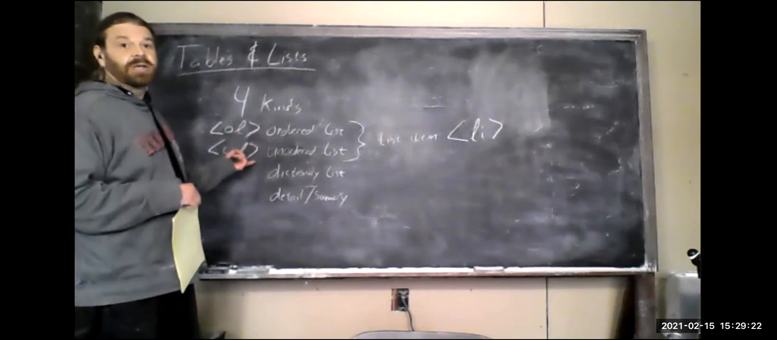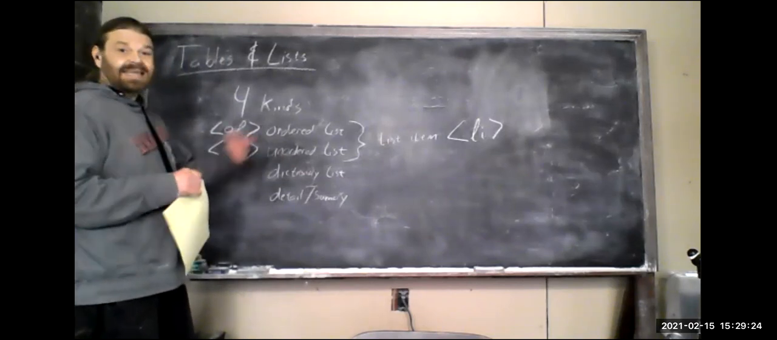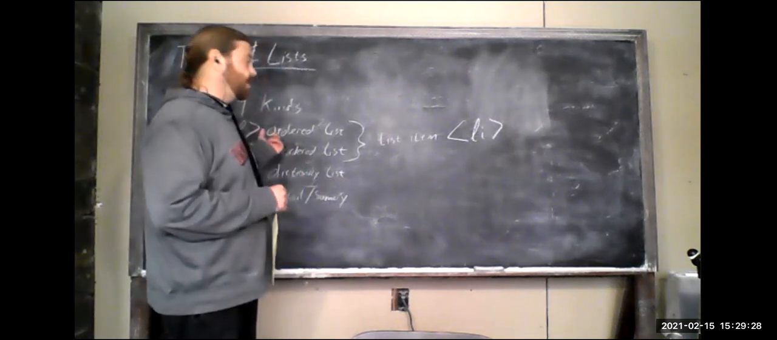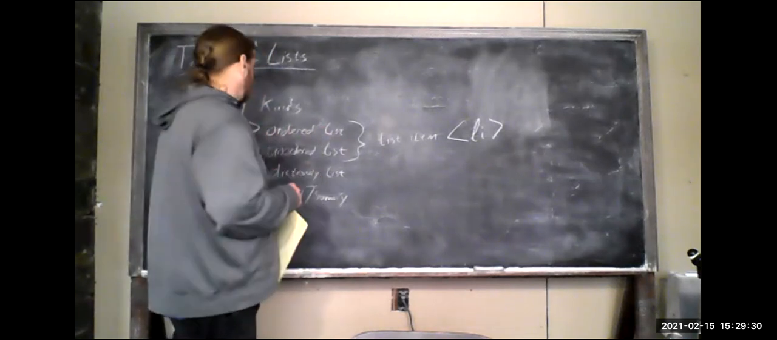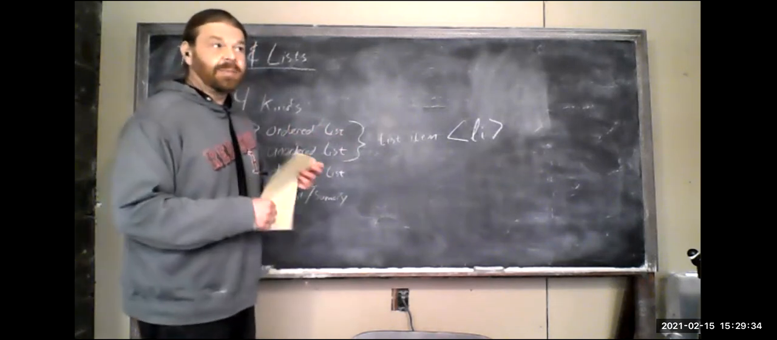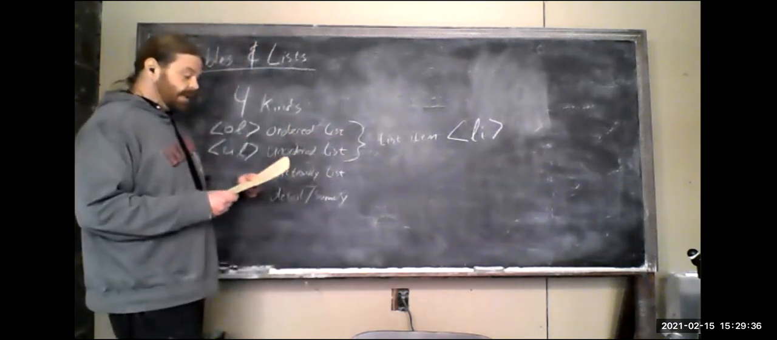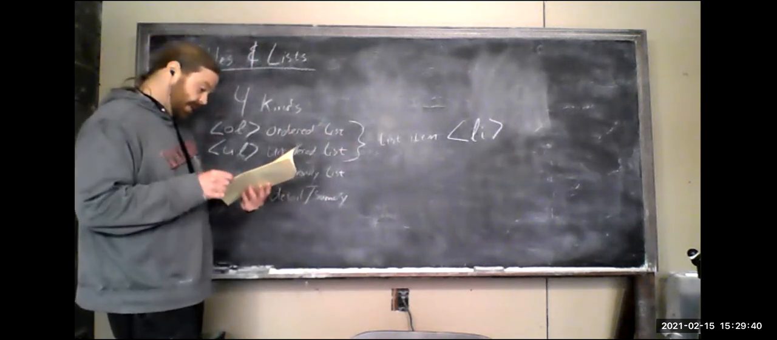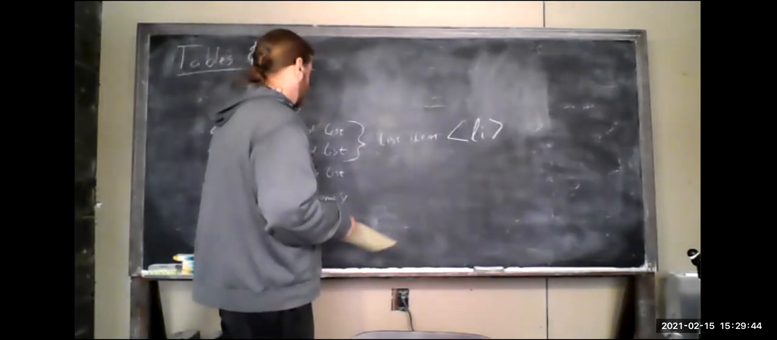OL or UL, those are our types of lists. We can only put LI inside of those. Do we want a numbered list or a bulleted list? And we can change those up. We can choose what type of thing it is, choose whether we use numbers or letters. Or for the bulleted list, we can put images if we wanted to. There's different things. So I have that in the notes here.